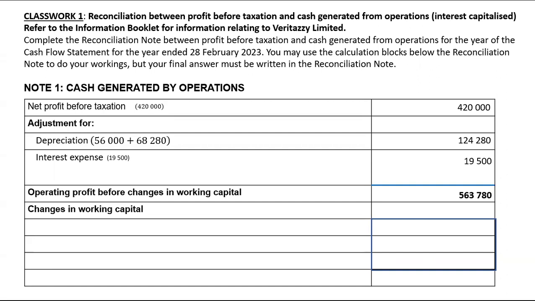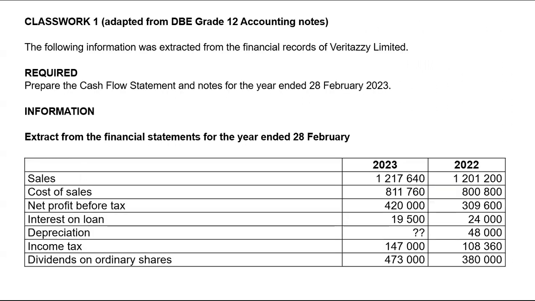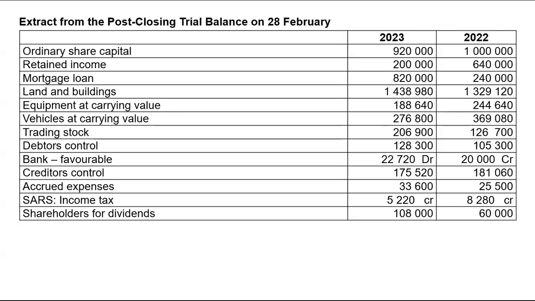Now, let's go to changes in working capital. You know already, under changes in working capital, the first item will be inventory. Let us go back to the information that we were given for the current year and the previous year. We don't have inventory on this side, let's go to this side. We do have trading stock. Trading stock for last year was 126,700. For this year, it is 206,900.